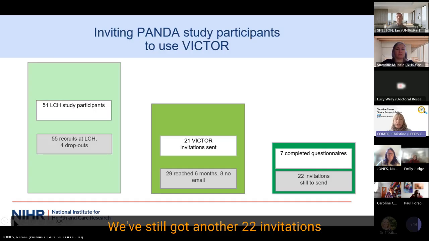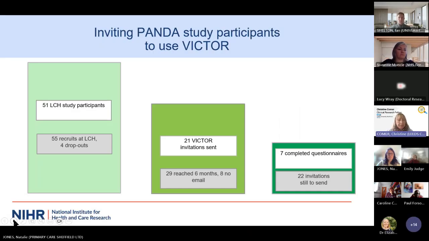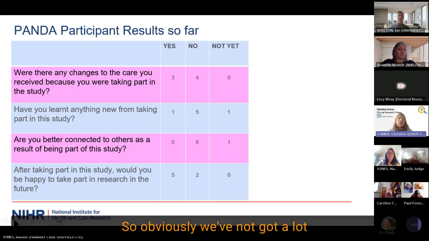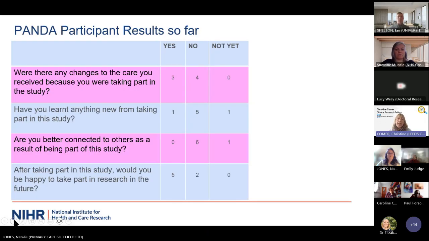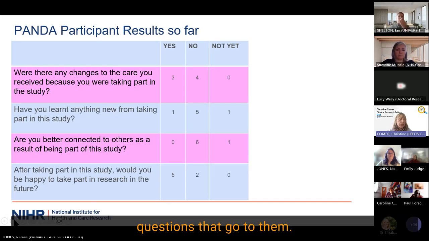We've still got another 22 invitations to send out when they reach that point between the 6-month and the 12-month follow-up data collection. So what did we find? Thanks, Nat. Next slide. So obviously we've not got a lot to share in terms of data at the moment, because we have only got those 7 responses, and I'm not going to go through this in detail. Remember, this is just the questions that went out to study participants. So there's only a few questions that go to them.